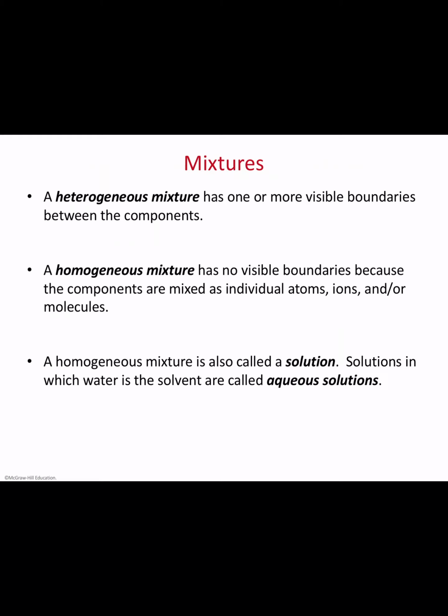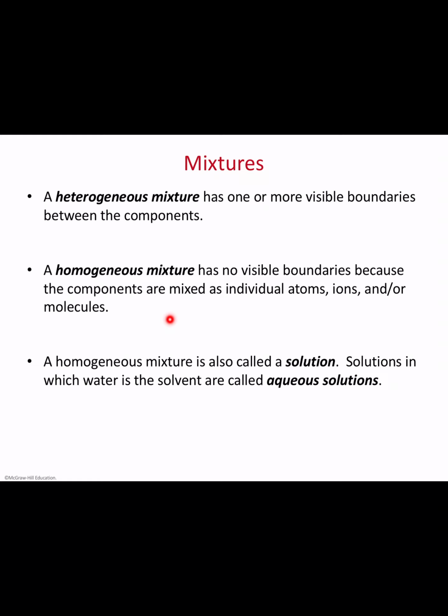And then one more last thing about mixtures. There are 2 types of mixtures, heterogeneous and homogeneous. Heterogeneous has 1 or more visible boundaries between the components. For example, oil and water. It's a heterogeneous mixture. They don't mix together. Your salad dressing. Okay. A homogeneous mixture has no visible boundaries because the components are mixed as individual atoms, ions, and/or molecules.